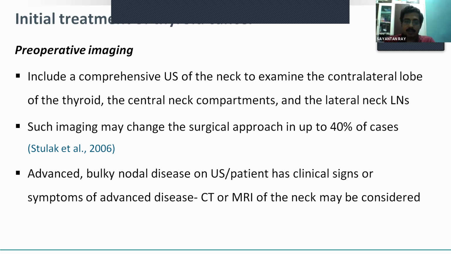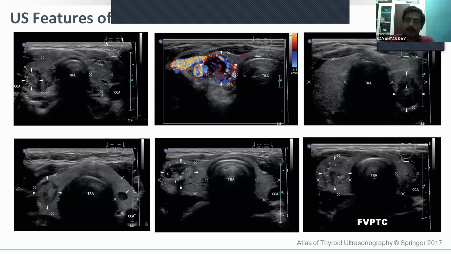Regarding the advanced bulky nodal disease, if present on ultrasound, and if patient has clinical signs or symptoms of advanced disease, that is, if presenting with obstructive symptoms, then CT or MRI of the neck may be considered to search for additional metastasis in areas that cannot be visualized sonographically.